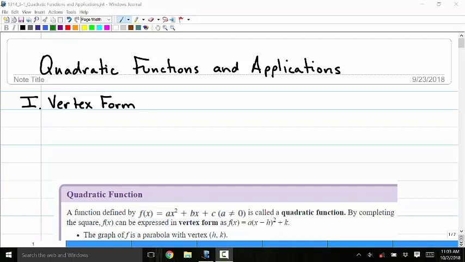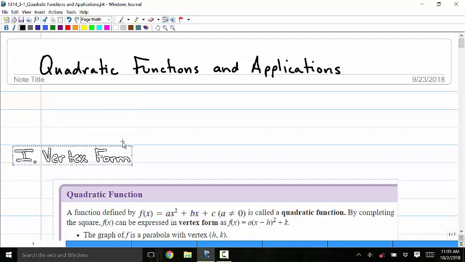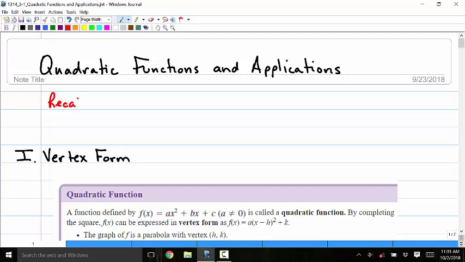Okay, we are starting a new chapter. This section is entitled Quadratic Functions and Applications. I'm going to tell you that up until now we've done what are called linear functions, right? That was last chapter. So I'm going to do a quick recall. What does it mean to have a linear function?